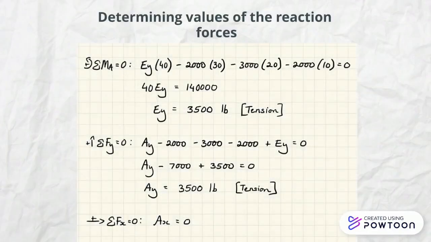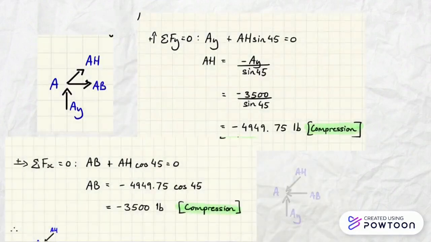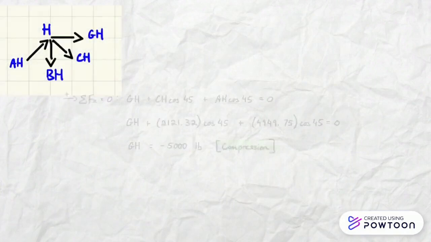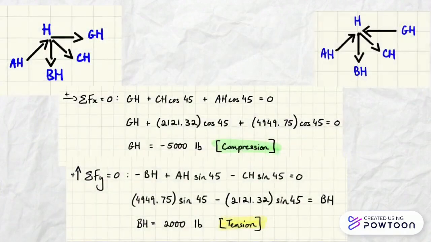First, we can determine the values of the reaction forces. This is shown on the screen. Next, we can look at the first section. This looks at the forces about joint A. Both of these values are found to be in compression, and therefore the second free body diagram with the correct sense is shown at the bottom of the screen. The next section shows the forces about joint A, H. The second free body diagram is shown to the right of the screen.